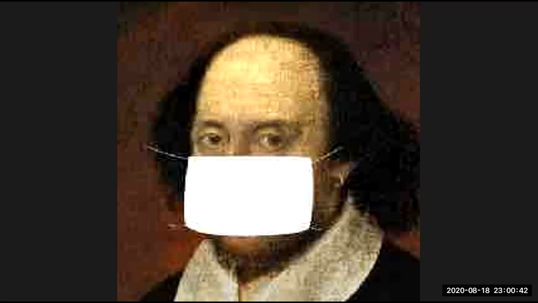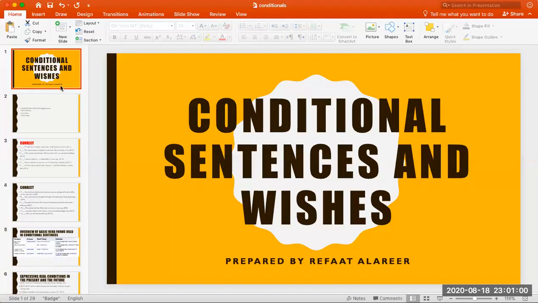Today, we talk about conditionals and wishes. This is a very interesting thing to learn, something we referred to previously, but we have to go through it again in a very organized way, or at least a way more organized than before.